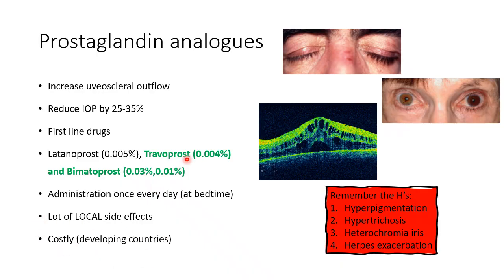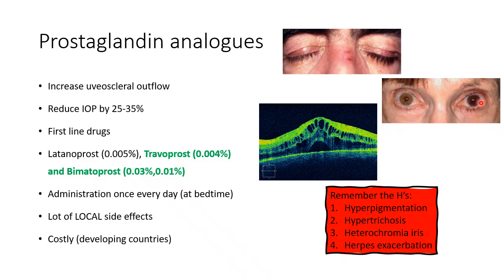So side effects, remember the H's. The 1, 2, 3, 4 stands for all the H's. One, hyperpigmentation. Look at this eye, the skin around it. The hyperpigmentation of the skin surrounding the eye, right? Look at the skin over here. Hypertrichosis. Hypertrichosis means an excessive growth of hair, especially when talking about the eyelashes. So if you compare both the sides, look at the eyelashes on this side, right? These are caused by the prostaglandin analogs.